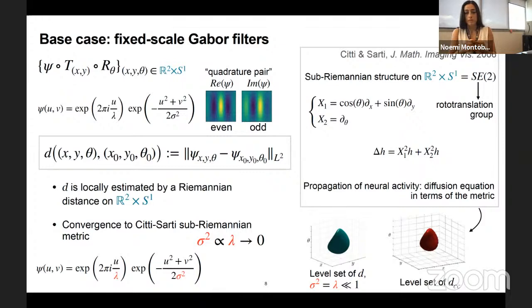Here we have two level sets: one level set of the distance induced by the profiles in green, and in red the level set of the sub-Riemannian distance. So we can see that if we apply our framework to a family of Gabor filters, what we obtain is, as a limit case, an existing differential model of the connectivity of V1.